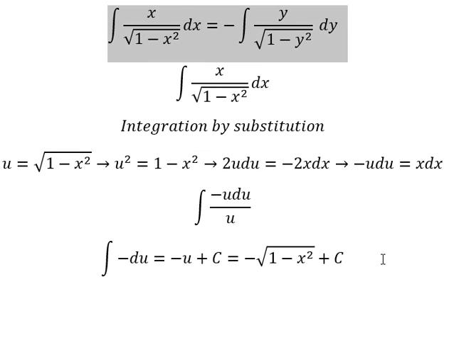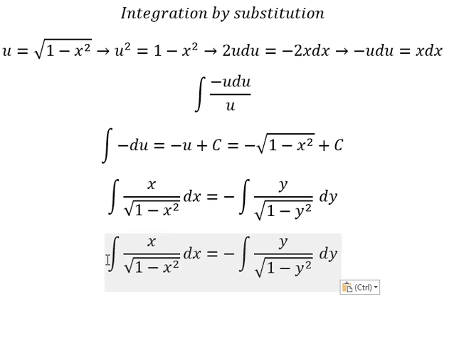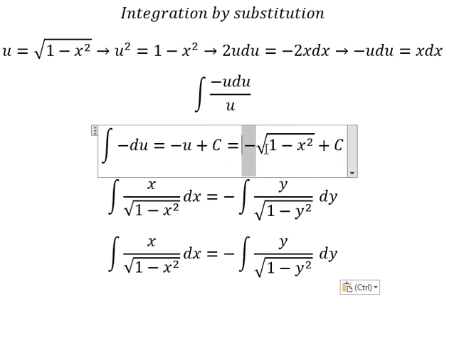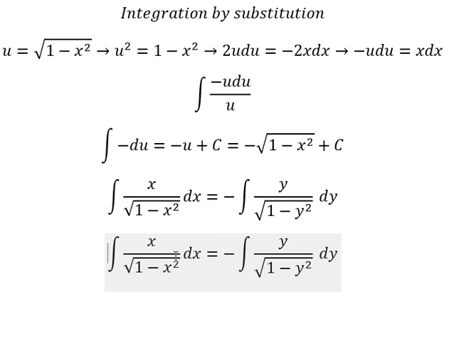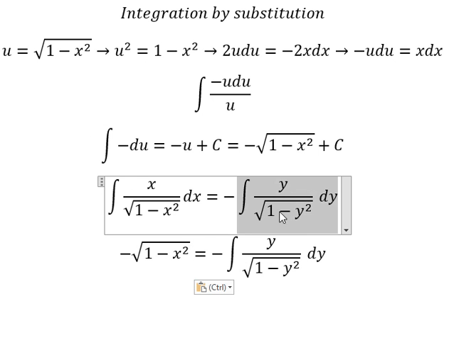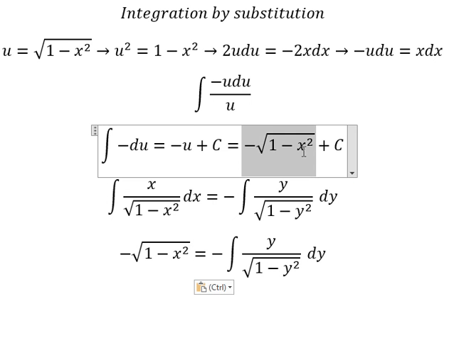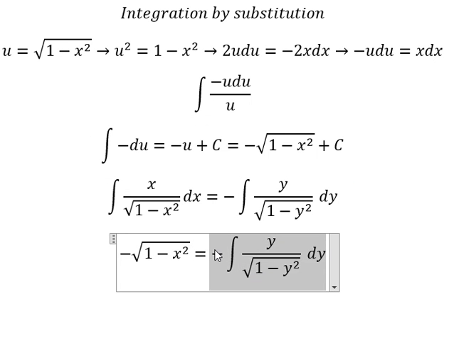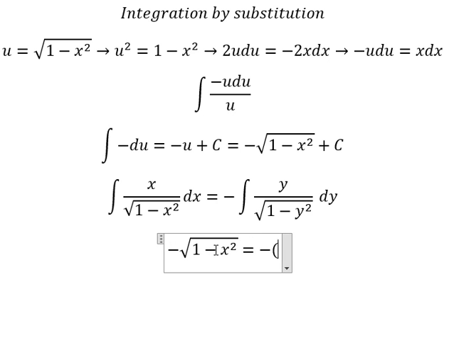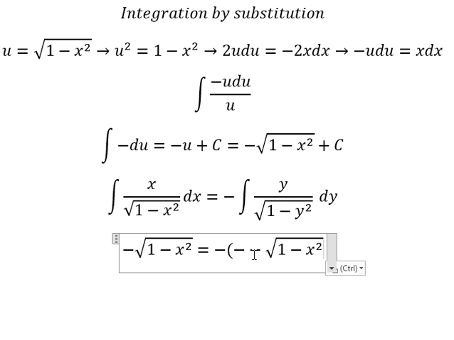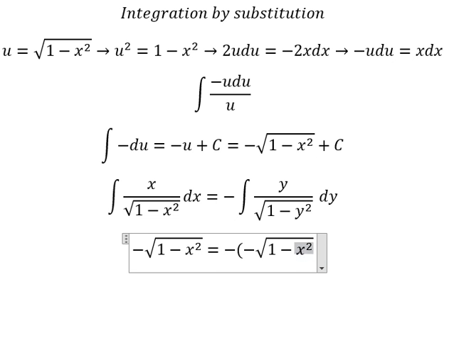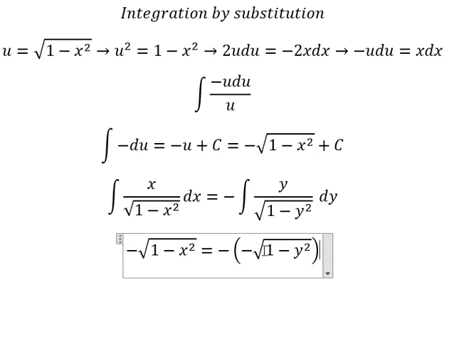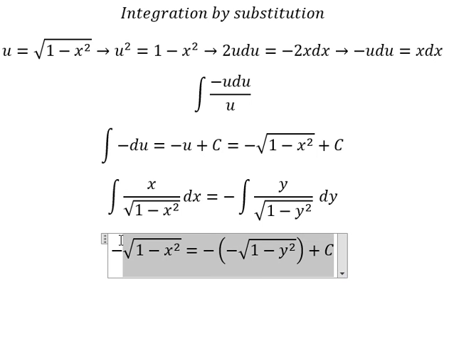So for this one, the integration of this one, that is about this one. The integration of this one is similar for this one. So that should be like this. So negative and negative, we have positive.